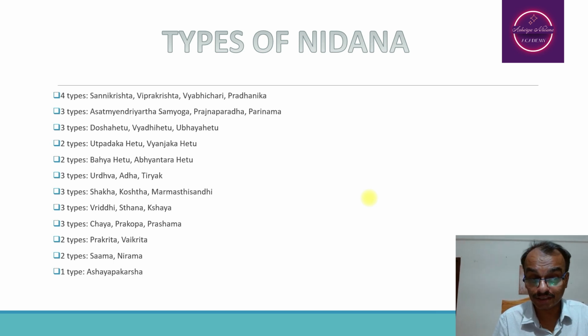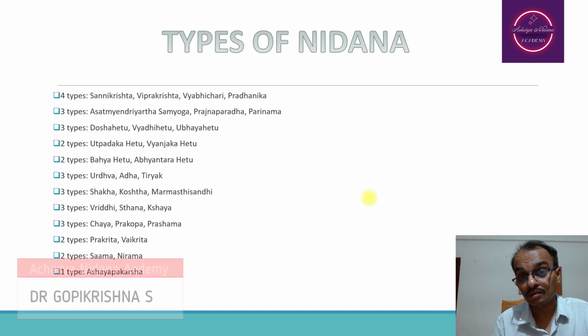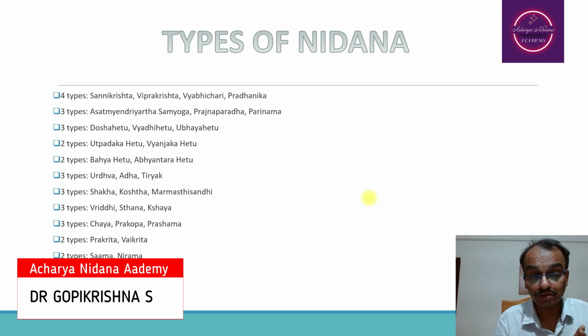So far, we have discussed the four types of the Nidana: Sannikrishta, Viprakrishta, Vyabhichari and Pradhanika. Three types of the Nidana we have discussed: Asatmya Indriyartha Samyoga, Prajnaparadha and Parinama. And Dosha Hetu we have discussed so far. If you want the detailed description, go into my previous videos so that you can get the overall idea of how to understand those concepts.